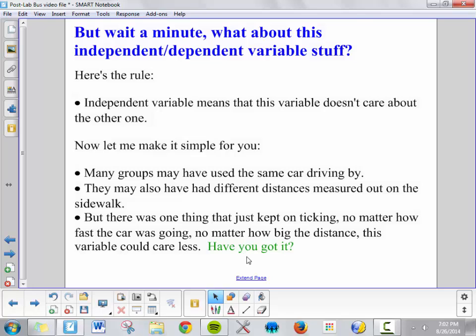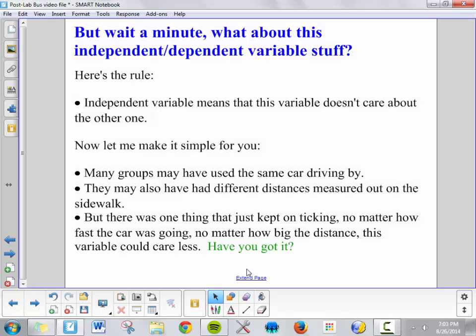As a quick aside, what's the difference between a dependent or independent variable? The independent variable is any variable that is completely independent or does not care at all or is not impacted at all by the other variable. In this case, think about what you measured. Many groups chose the same car. Many groups chose different distances.